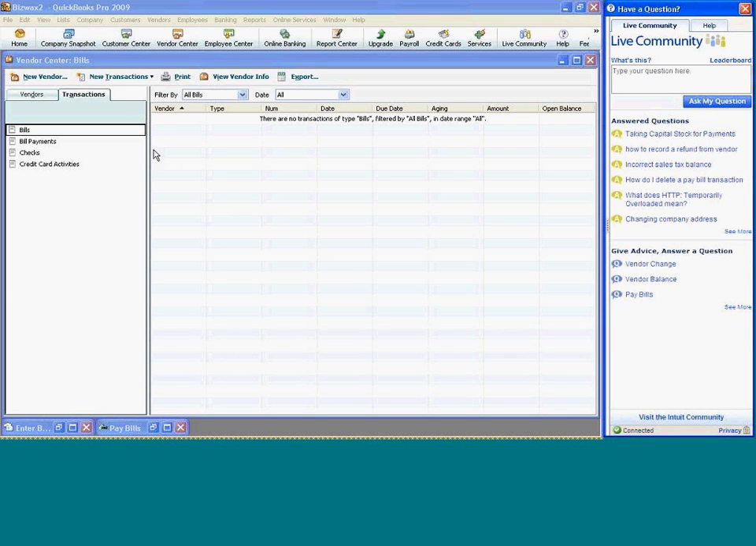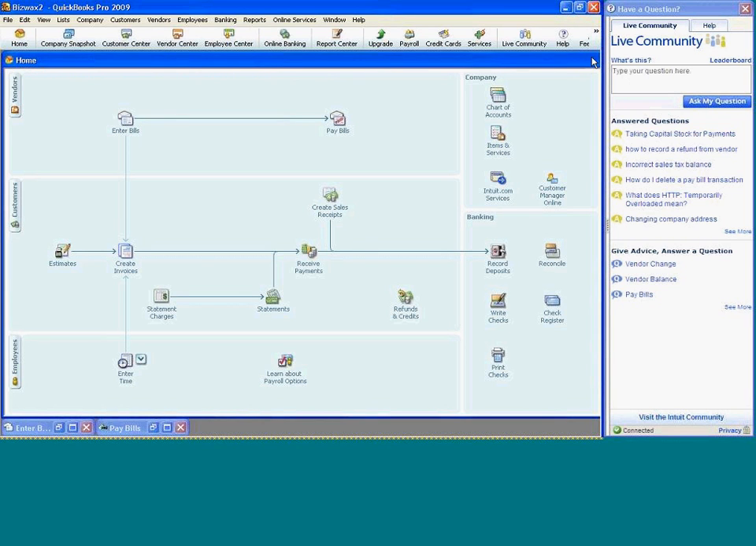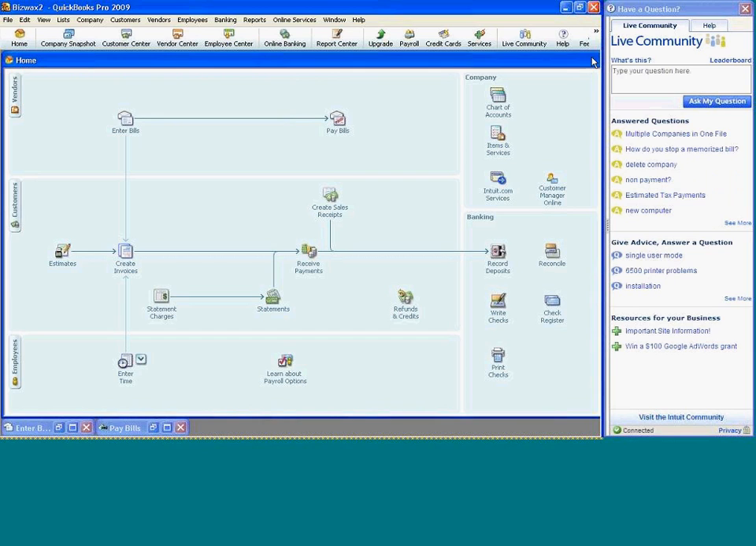Okay, so over here, let me go back to this center. I created a new company called BizWax2. This is the company's snapshot. The company is what I would call a consulting company in the computer industry.